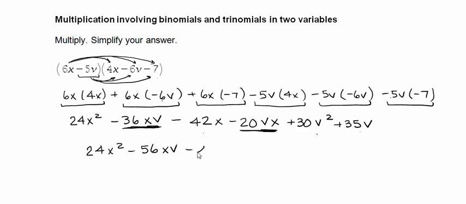And then I have a minus 42x plus 35v. And I have plus 30v squared.